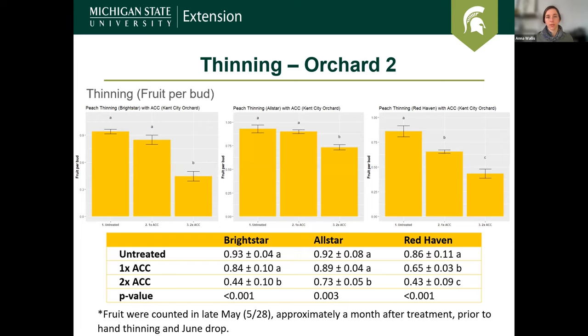In the second orchard, we looked at three different cultivars, Bright Star, All-Star, and Red Haven. And again, we saw a similar effect to the untreated compared to one or two applications of ACC. We saw a nice step down in the amount of thinning. And this is measured as fruit per bud. And that was true for all three cultivars.